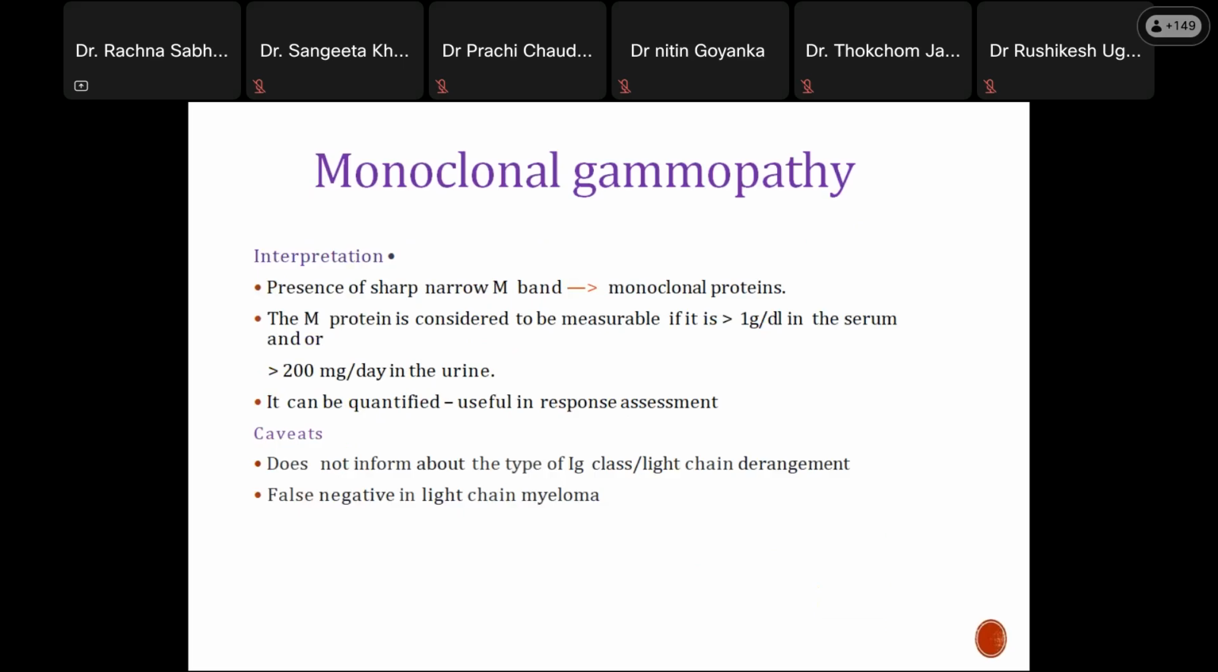So how do you interpret a sharp spike, a very narrow M band? M protein is considered to be measurable if it is more than 1 gram per deciliter in serum or more than 200 milligrams per day in the urine. So if the levels are more than 1 gram, then only we can measure it.